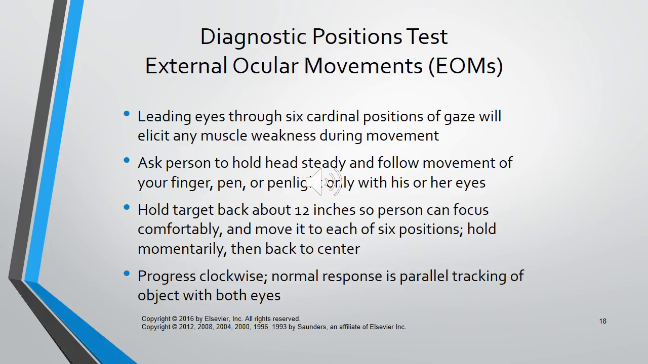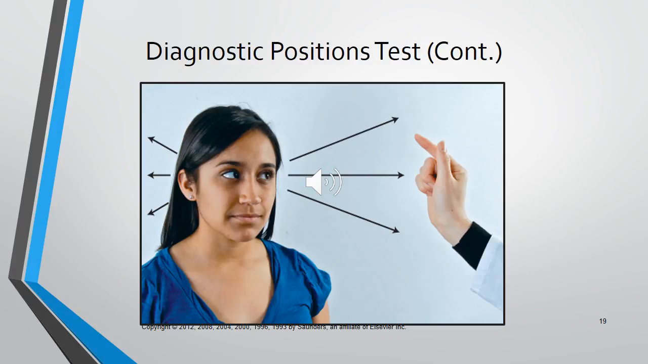To test the external ocular movements, also known as the six cardinal positions, this is that picture that I showed you at the beginning of the PowerPoint, where you would use an object and have your client track it through those six cardinal fields of vision. And here's another example of the six movements that you would move the eyes through with whatever object. Like I said, you could use your finger or a pen or your pen light.